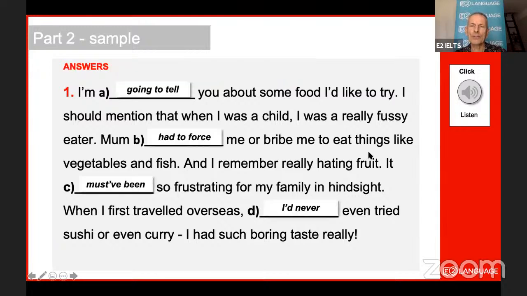Here we go. Let's have a look at the answers. I'm going to tell, had to force me, must have been, I'd never. So a range of grammatical structures there, a range of tenses he's using.